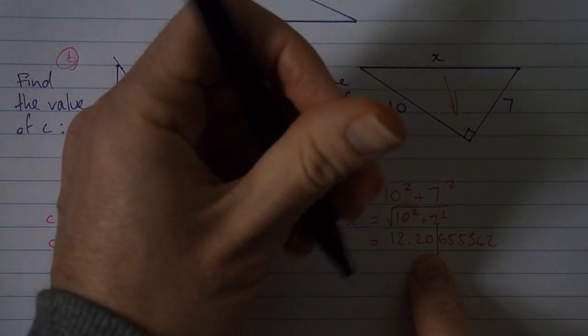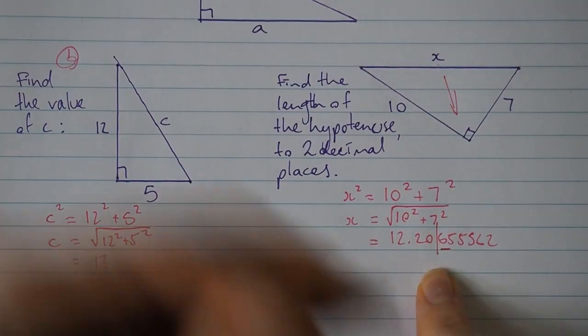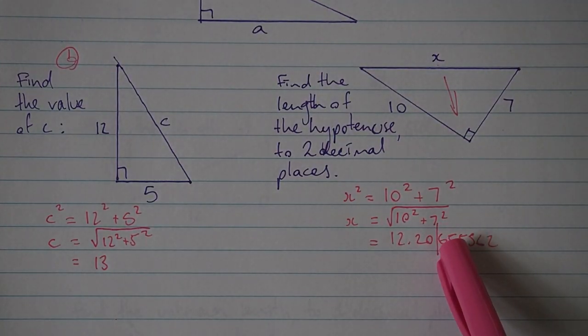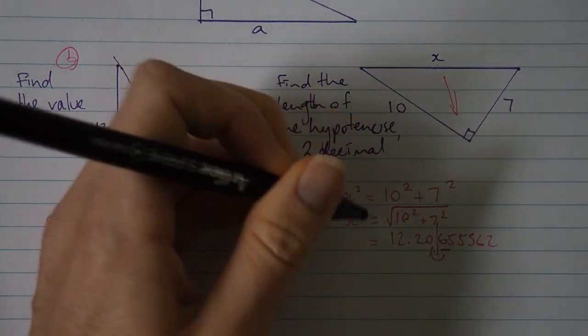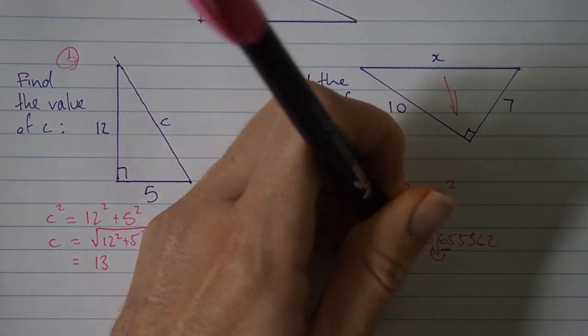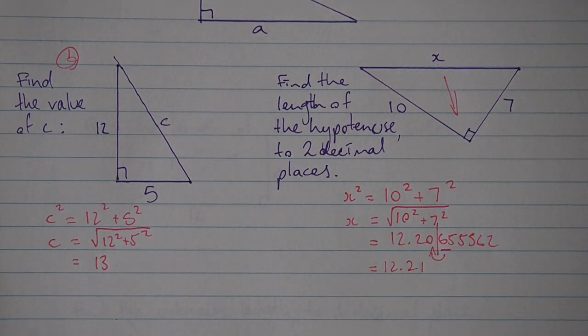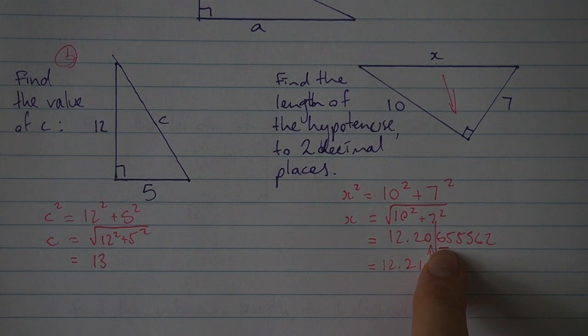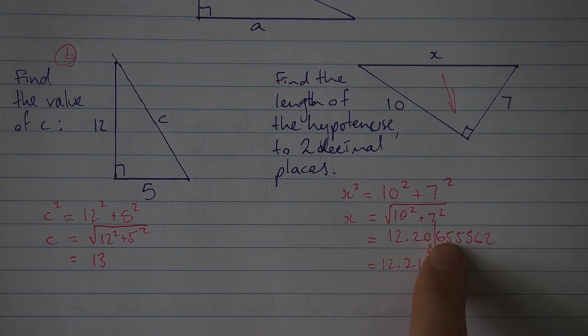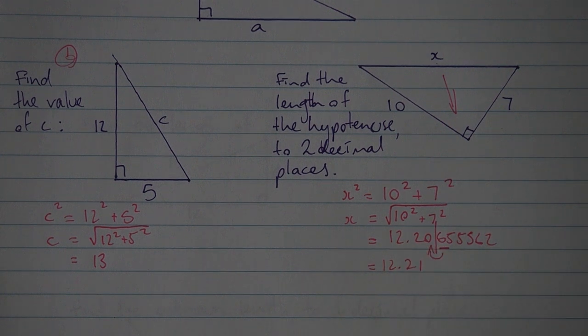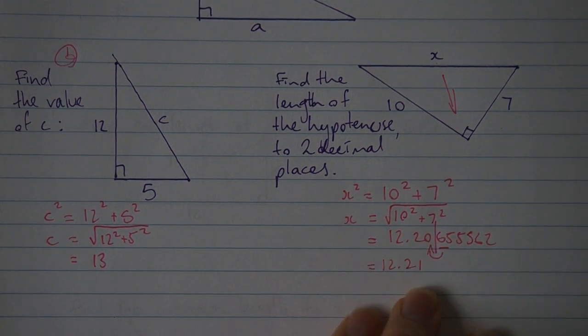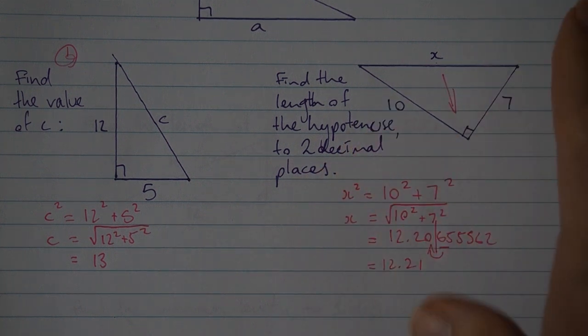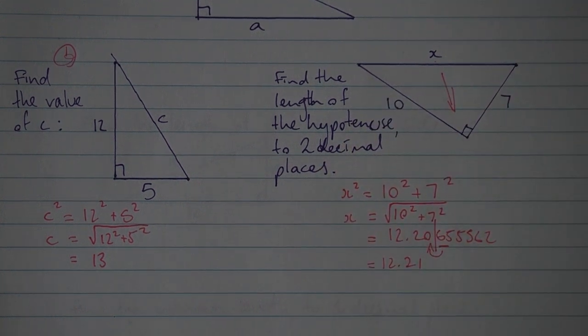To make that decision, I look at the number after where I've cut it off. Because that number is 6, it means that this is going to round up to 1. So I'm going to get 12.21. So remember, when we're rounding, we call this underlined digit the critical digit. If that digit is 5 or higher, then the number that comes before it is going to increase by 1. If this number was 4 or lower, then this stays exactly the same. So our hypotenuse is 12.21 units long. Is that reasonable? Yes, it's bigger than 10, bigger than 7, but not outrageously so.